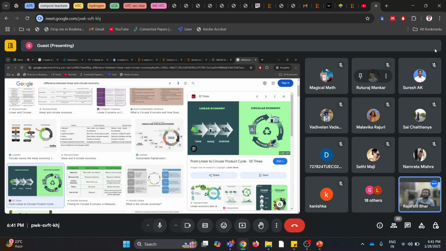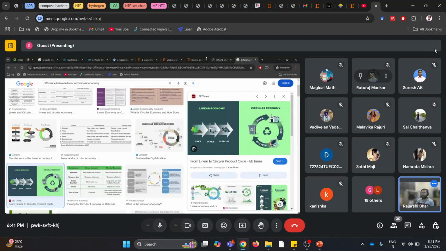So you see now from a linear economy, we are switching towards a circular economy so that recycled materials, reused or refurbished materials, and processed materials are getting used. In this way, we are moving more towards sustainable development and reducing the burden on natural resources.